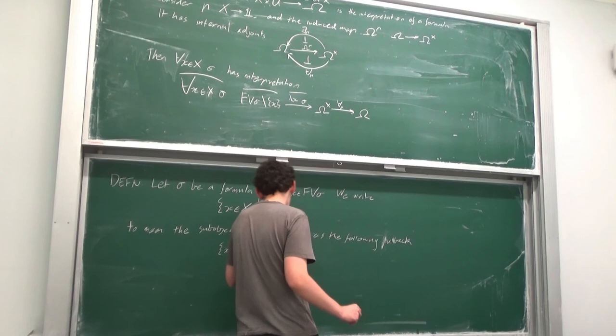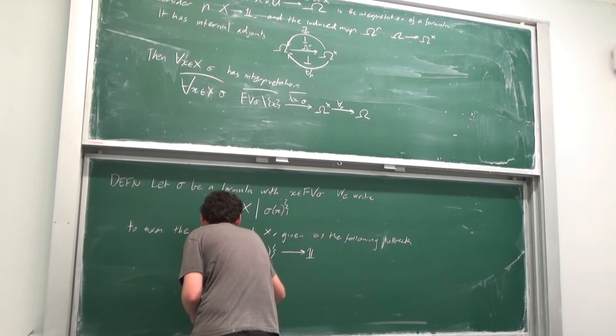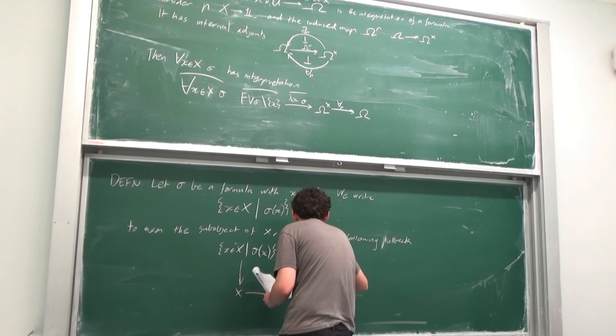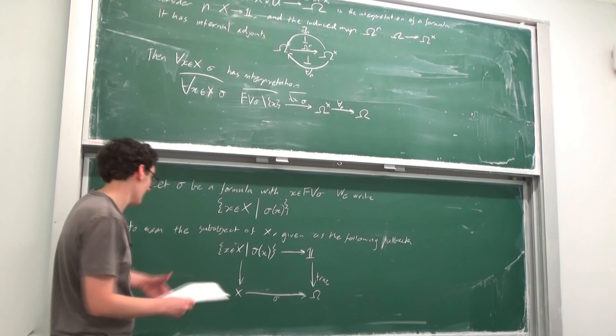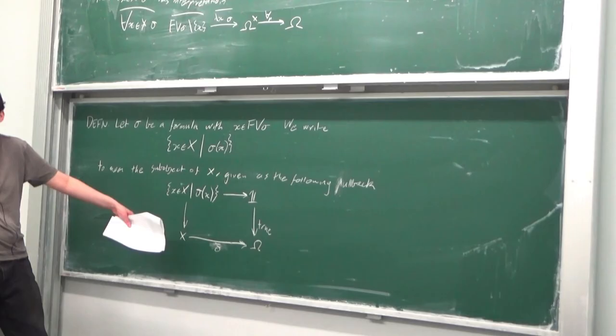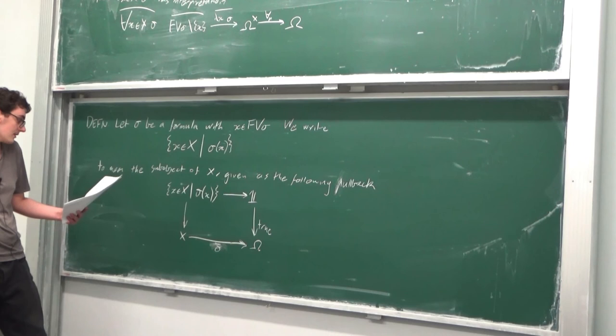I think I want to say {x ∈ X | true} to pick out the whole thing. In other words, oh sorry, I should have a bar. In other words, this is the subobject of X which is classified by this map. It's got that as its characteristic function. Cool. That's basically the end.